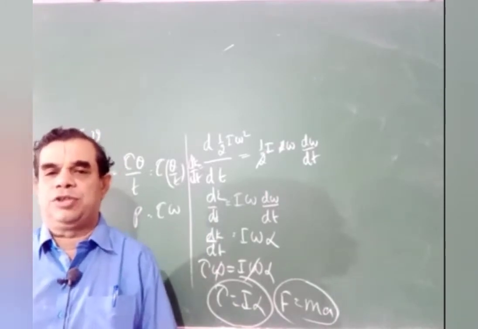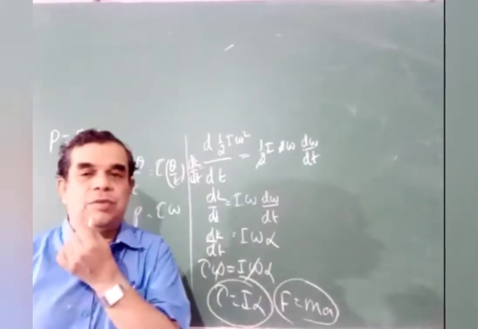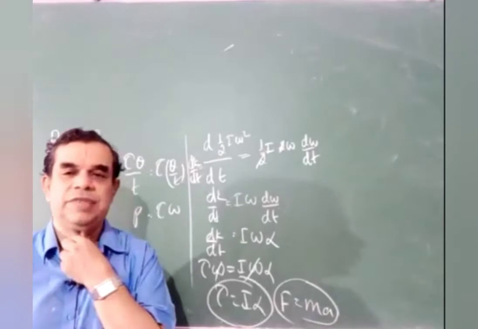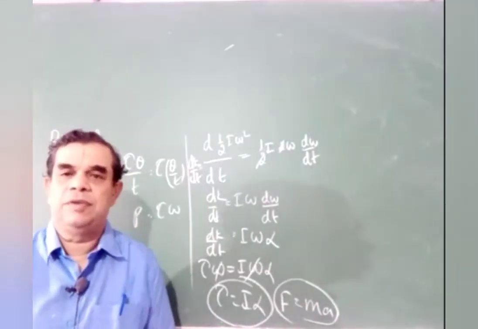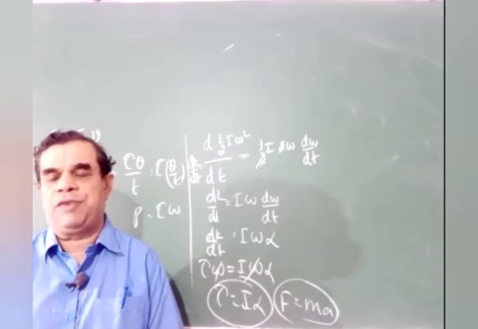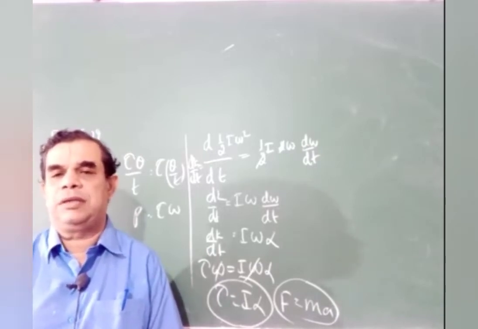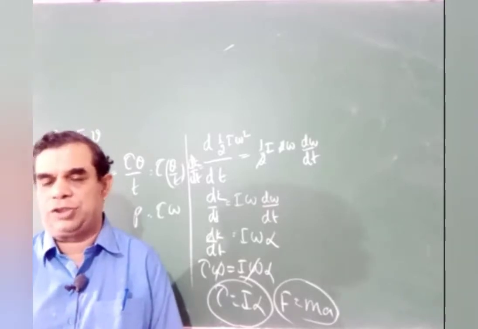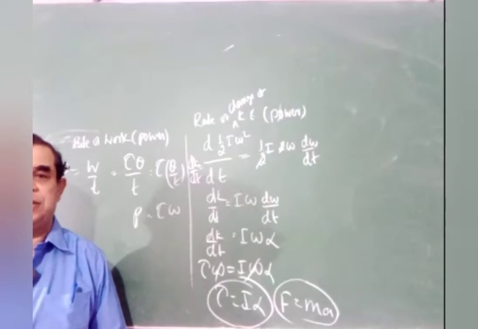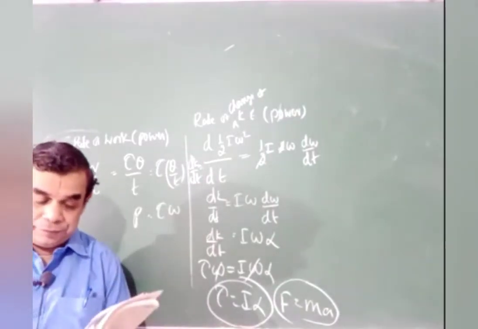In rotational motion, prove tau equals I alpha. That is, in fact, Newton's second law, tau equals I alpha, starting from power in rotational motion. So with this, now we proceed on to the numerical. Write down this numerical.